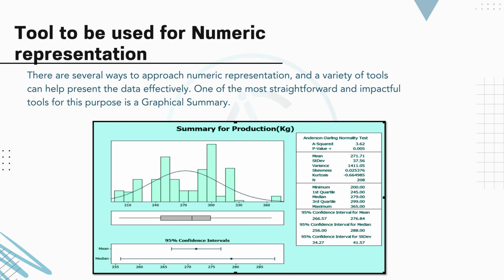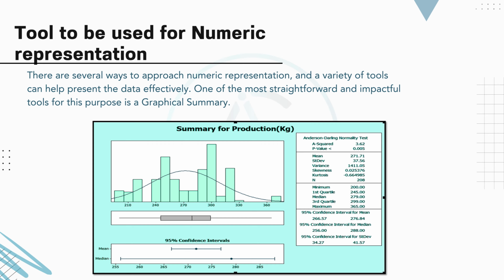In this slide, we're discussing tools used for numeric representation. When working with data, especially numerical data, it's essential to use effective tools that allow us to understand and communicate the patterns and trends within the numbers. One such tool is the graphical summary, as shown in this image. It is a comprehensive visual representation that combines a histogram, box plot, and key statistical values. These elements give a quick overview of the data distribution, central tendency, and variability.